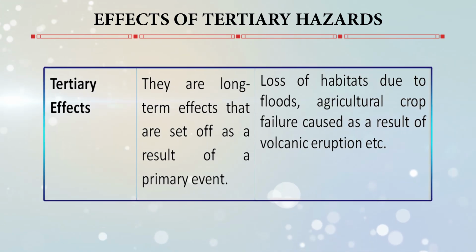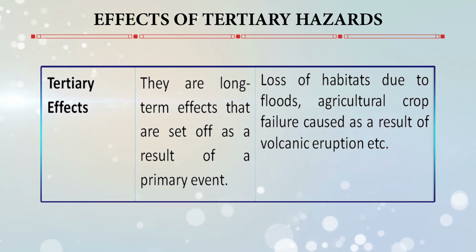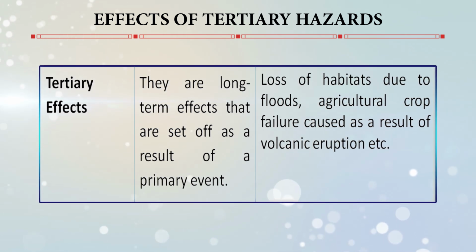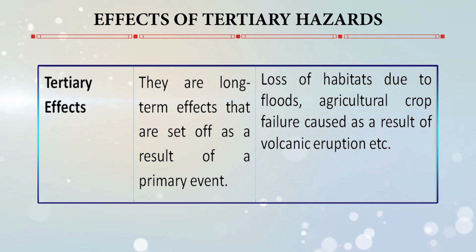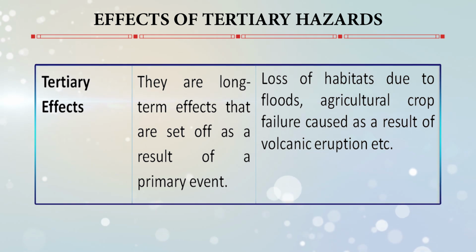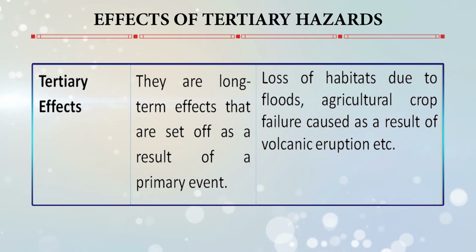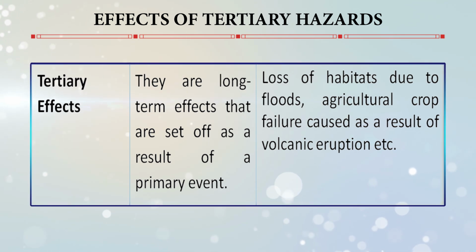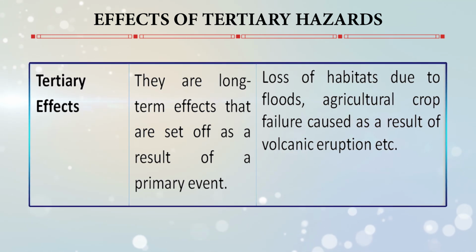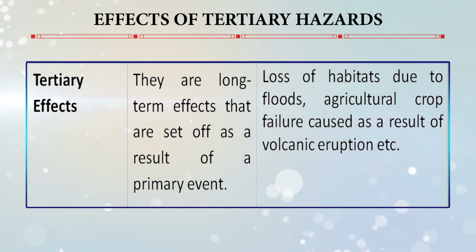Also, there are tertiary effects. These are the long term effects and are set off again as a result of the primary event. It is a long term effect because there can be loss of habitat. So, an entire area can be devoid of crop or plant growth and habitat just because of floods. There can be agricultural crop failure because of volcanic eruption. So, that entire land can actually go dry.